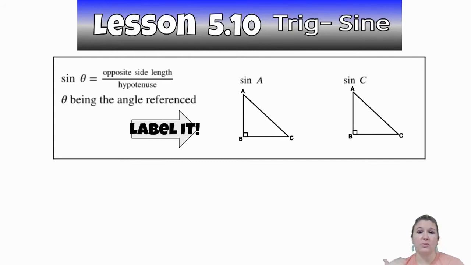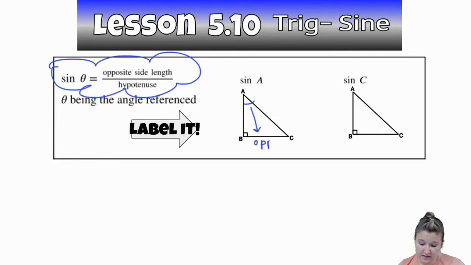Sine represents the ratio of the opposite side of an angle, the opposite side divided by the hypotenuse. That's what this part is saying right here. Theta is the angle being referred to. So if we have the sine of A, angle A, the opposite side length, remember, is just directly across from it. So this is the opposite side, which would be BC. So the sine of A would be equal to BC divided by the hypotenuse, which would be AC.